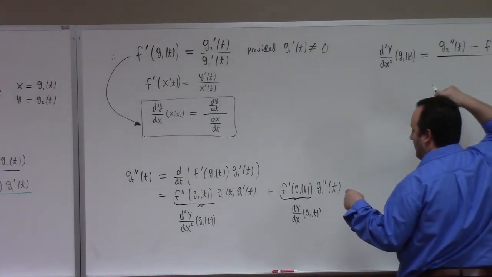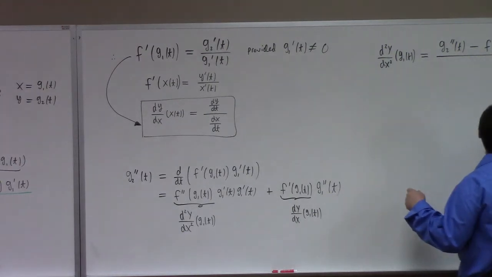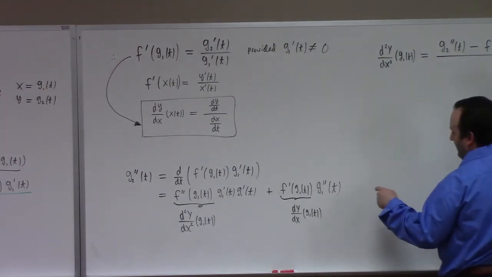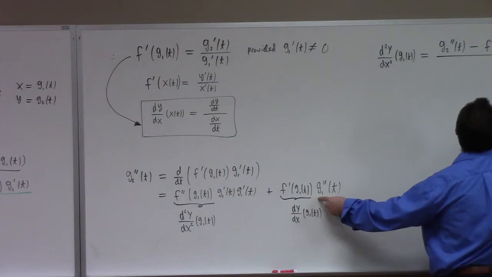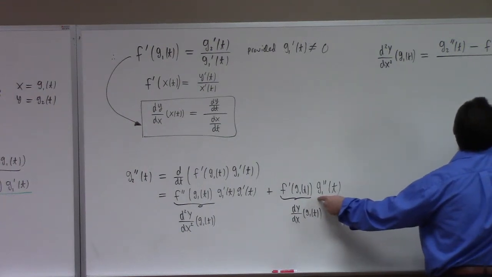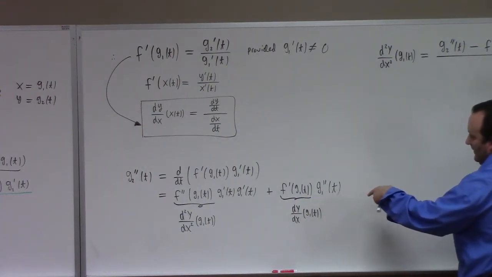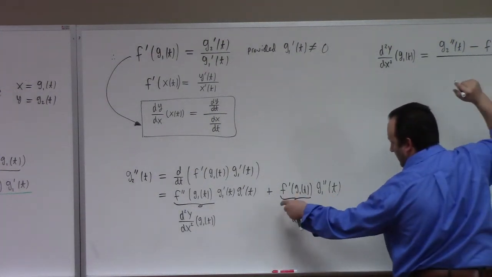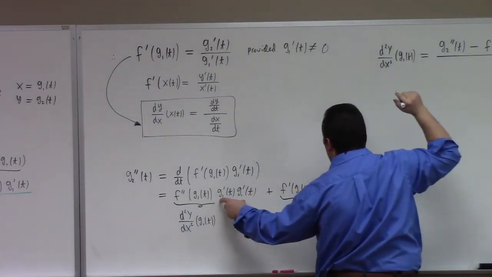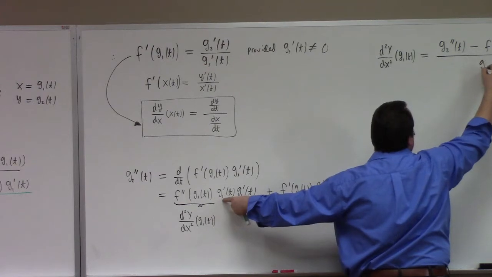Divided by what? Oh, I'm sorry. I did a bad thing. This is what? Right. And I'm supposed to divide by, I was solving for this, so I've still got this coefficient. So I have to divide by g1 prime of t quantity squared.